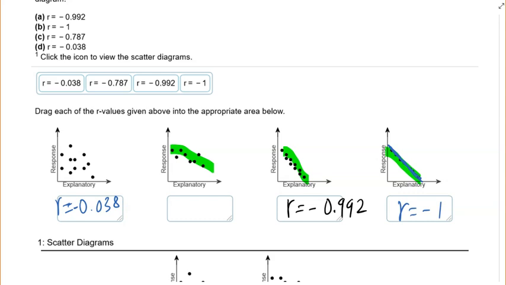And then finally, left with this one. This is pretty much moderate negative. Therefore R must be negative 0.787.